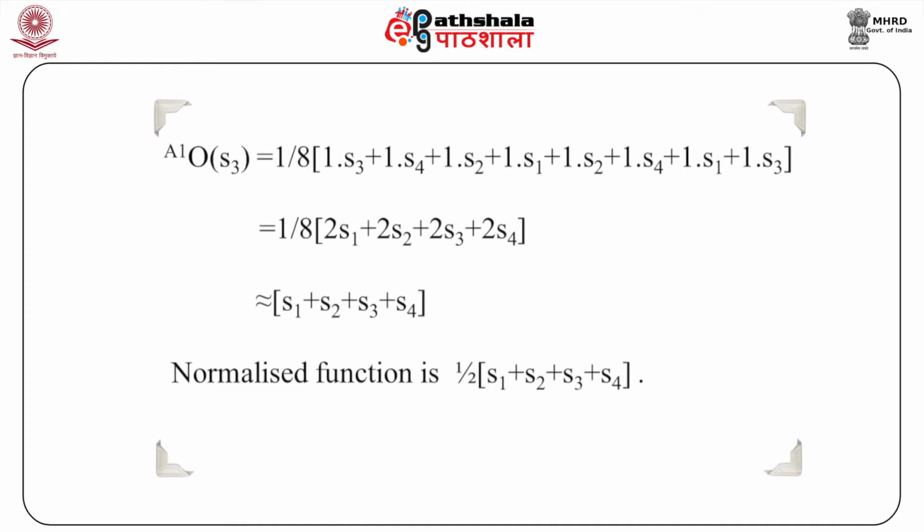we get the result as again S1 plus S2 plus S3 plus S4. Normalized function is 1 upon 2 within bracket S1 plus S2 plus S3 plus S4. This is the same result as we have obtained in equation 1.